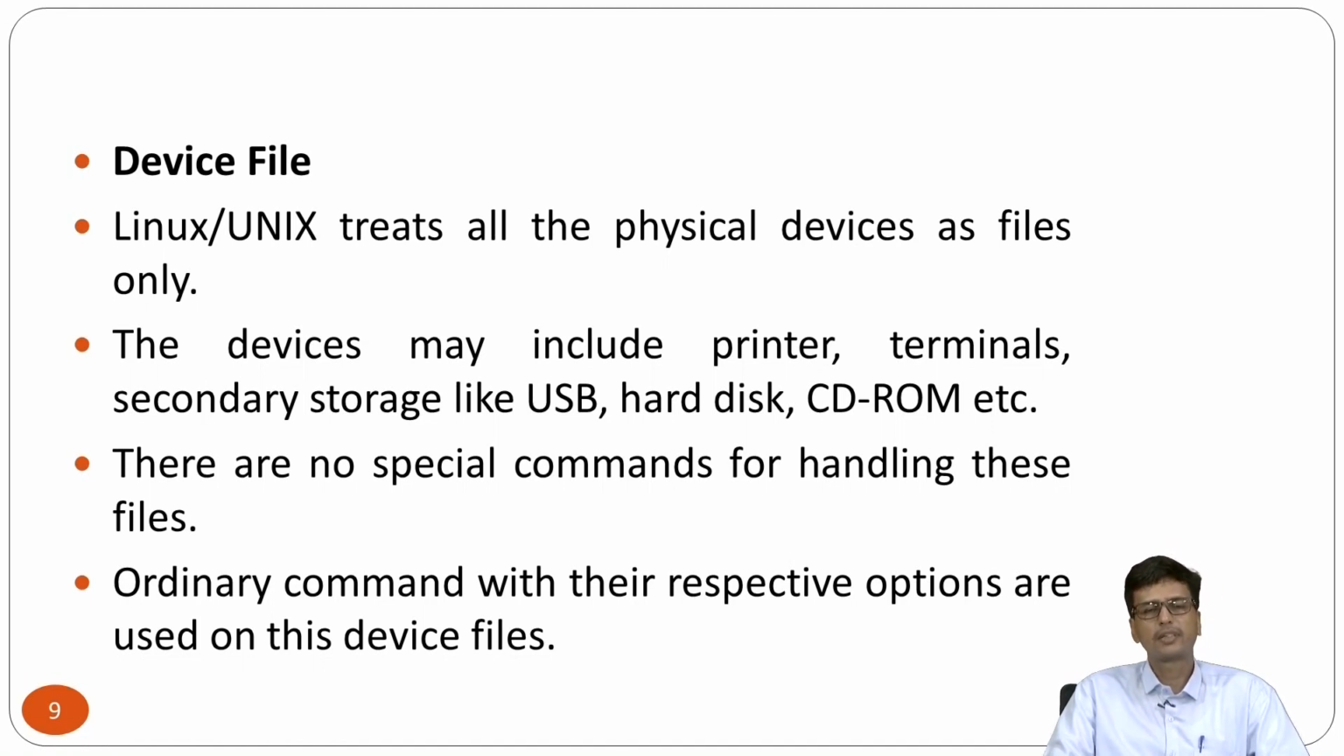So we have discussed three types of file. First one is the ordinary file, second one is the directory file, and third one is the device file. All these three files are based on the Linux file system or Linux directory system. So in a question about the architecture, or you can say the file system of Linux, you have to explain all these three files.